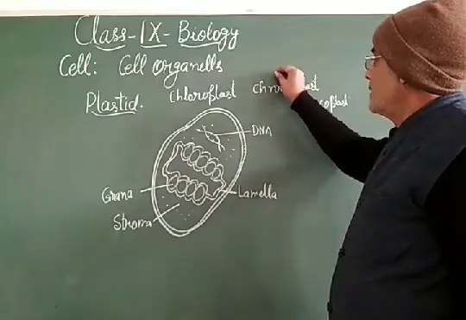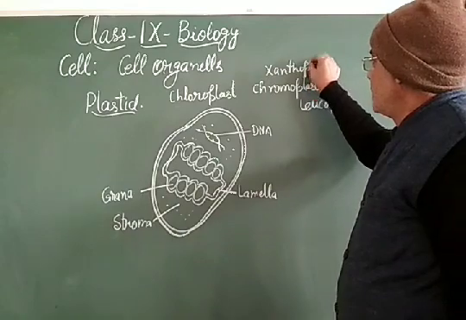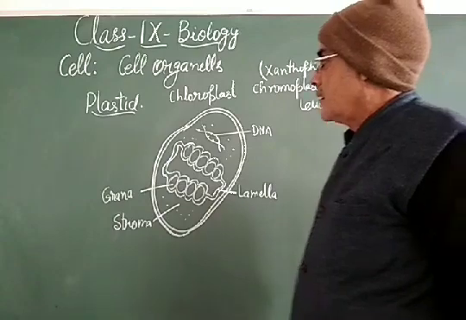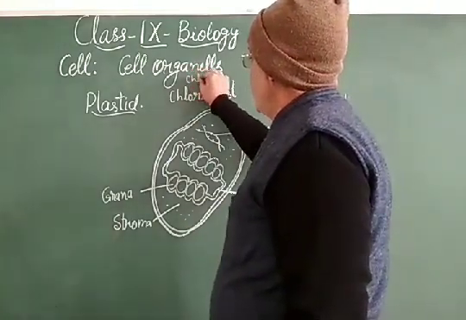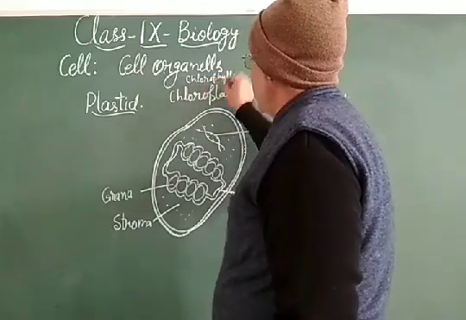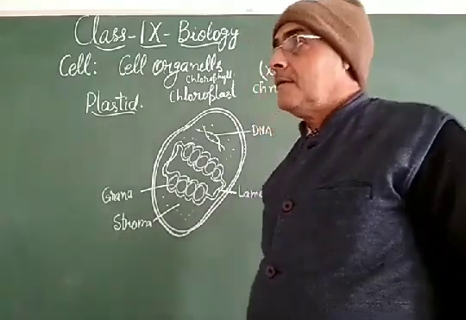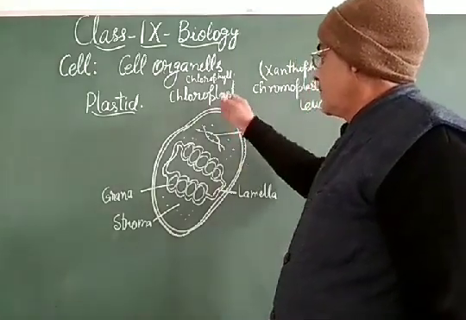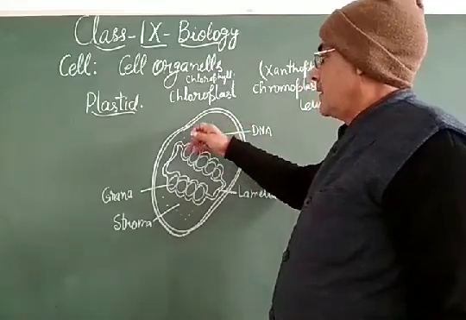In chromoplast, there is xanthophyll. The color pigment in chromoplast is xanthophyll, while the color pigment in chloroplast is chlorophyll. This chlorophyll is essential for trapping the light of the sun, the light source.